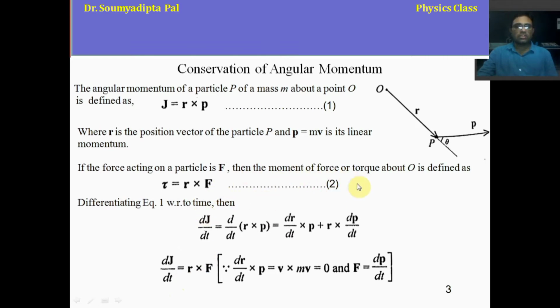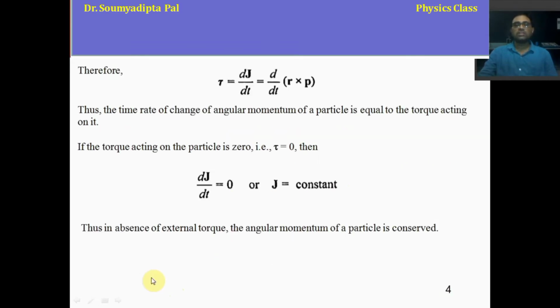Comparing with equation 2, we can write that the torque tau is basically dJ/dt, and that is d/dt of r cross p. Now again, if we don't apply a torque on that particle, if the external torque is 0, then if the particle is moving in a circular path, it will remain in that circular path. The state of the particle will not change. So J remains constant. If there is no initial angular momentum, there will be no angular momentum after that also.